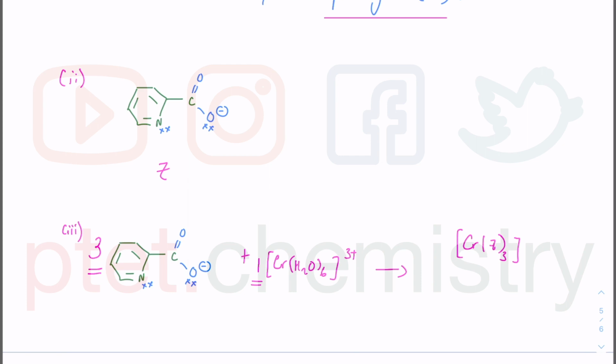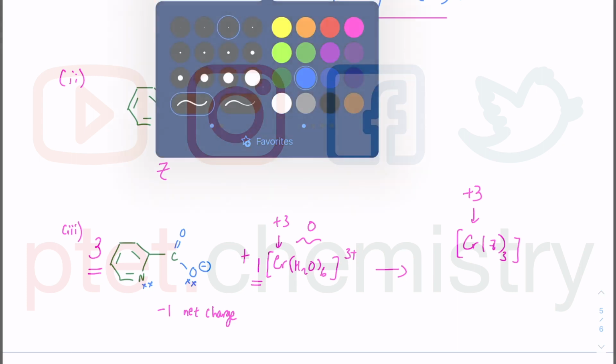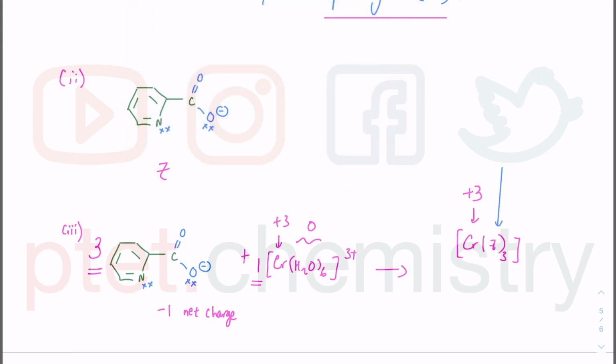Each of Z has a -1 net charge. So if I have 3 of that, originally I have +3 charge because the water has 0 charge. So that's why overall is +3 oxidation state. So the chromium is still +3, but each of the Z is -1, and I have 3 of Z. So altogether, I have +3 cancel out -3, I will have 0 charge. Okay, so no charge at all. So I don't show the charge.